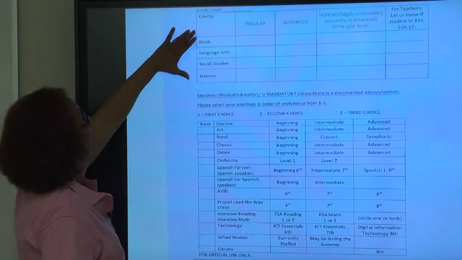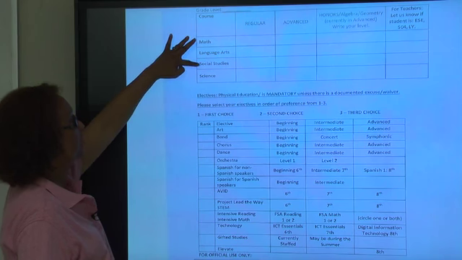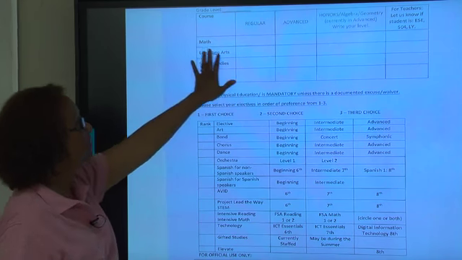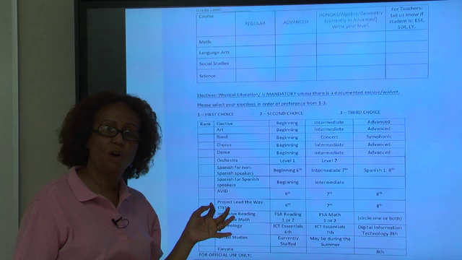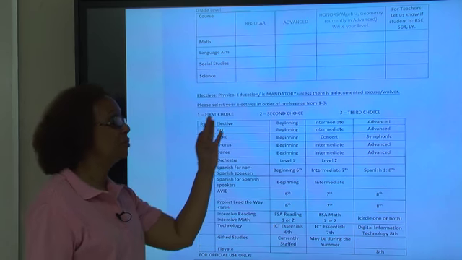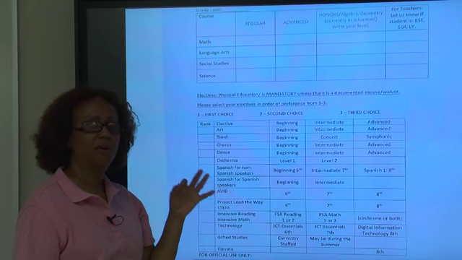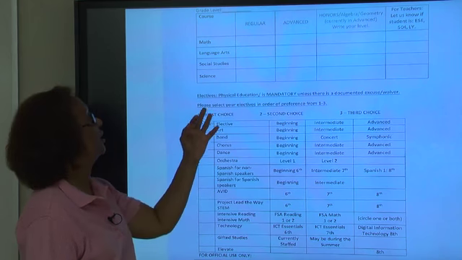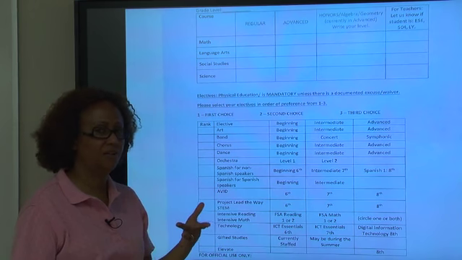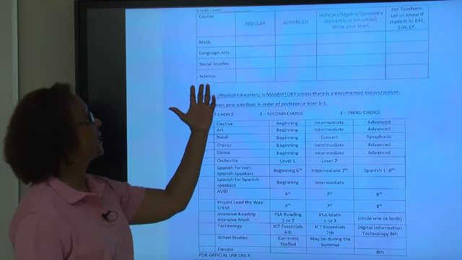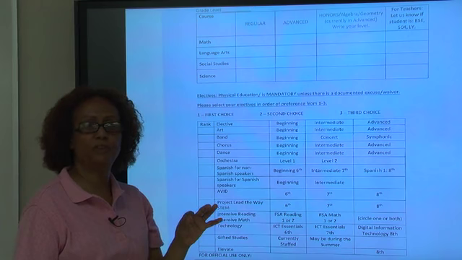This area has the core classes. Your core classes are math, language arts, social studies, and science. You will not fill out this section at all, because this section depends on your FSA results. If you have to be in advanced classes, you are going to have a 3 in your FSA language arts. If you need advanced math, you're going to have a 3 in FSA math. Now your social studies and science will depend either on your language arts or your math. So FSA is very important for you.